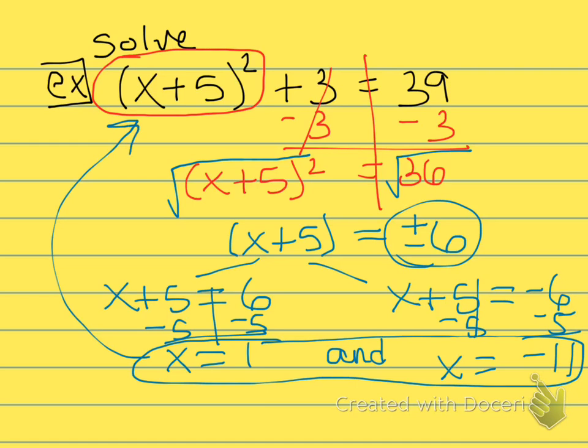Okay, 1 plus 5, which is 6, and then I square it, which is 36, and I add 3 and I get 39, which is what it's supposed to be. If I plug in the negative 11, negative 11 plus 5 is negative 6. When I square that, I get positive 36, and I add 3 and I get 39. So then I can see that those two answers do in fact work.